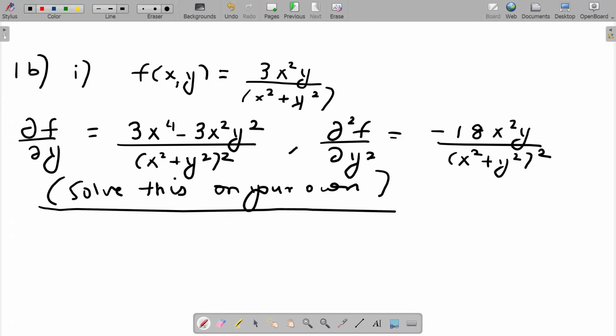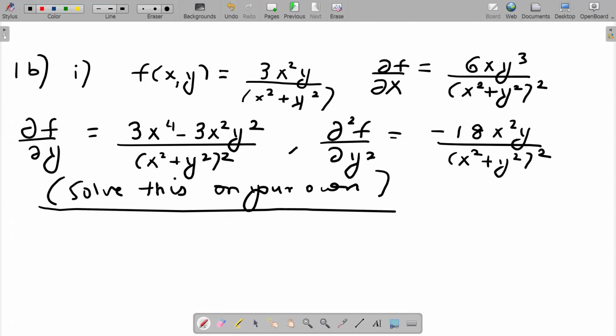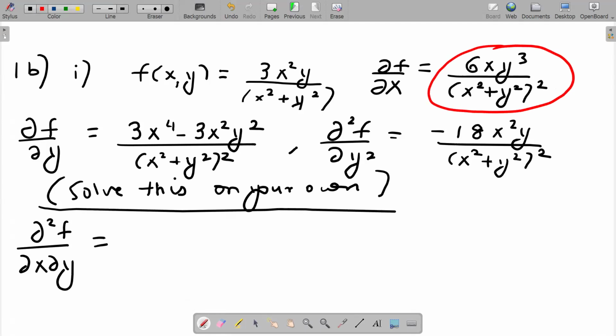And last but not the least, I have to find out del square f by del x del y. How will I work that out? My del f by del x came out as 6xy cube over (x square plus y square) whole square. So how will I find out del square f by del x del y? I will differentiate this partially with respect to y.